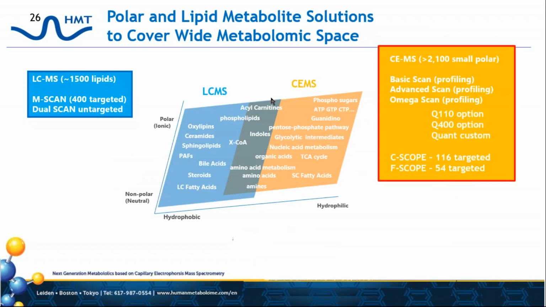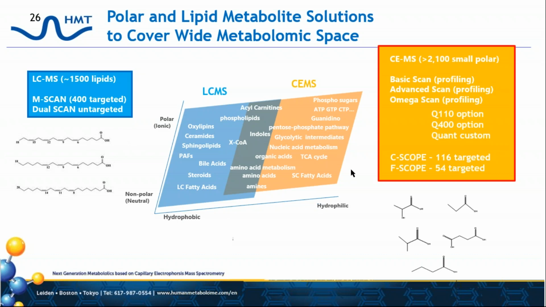Knowing that, we can cover the charged metabolome space very well with CE-MS. We also have LC-MS options, so we can cover both lipophilic and other spaces as well. We have options including MScan, which looks at amino reactive compounds and lipids. We have 400 target lipids. We offer a dual scan, which is an LC-MS process, allowing us to look at larger chain lipids, steroids, and bile acids. We also have all the CE methods to look at the smaller fatty acids.